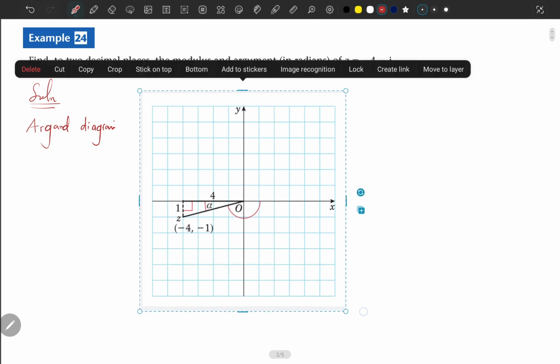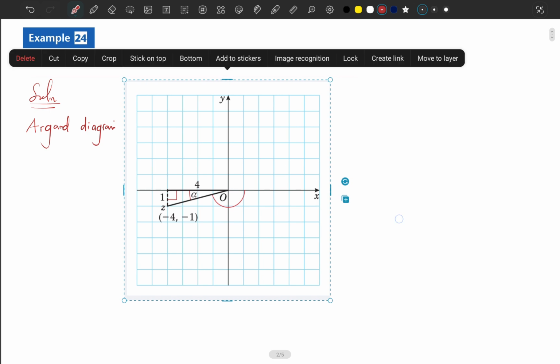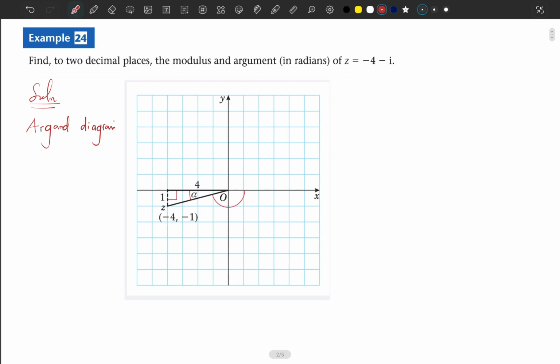So this is the Argand diagram, okay? So you can see the x-axis is not complex. So this is the negative 4 that we are seeing from there to this side, because we are in the negative part. And in terms of the y component, it will be negative 1. So this is why it is down here. So the angle we are looking for, we can say is this one, right? Now take note here. We are in the third quadrant.